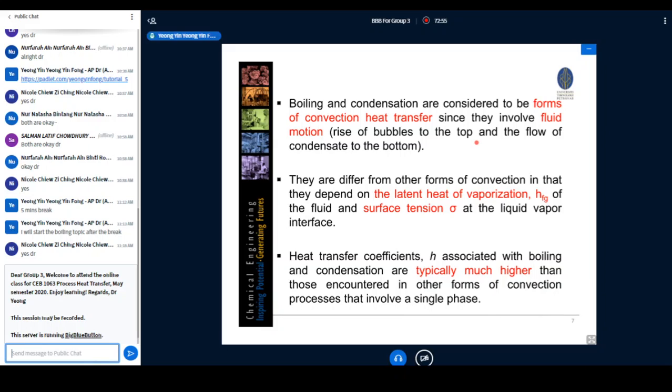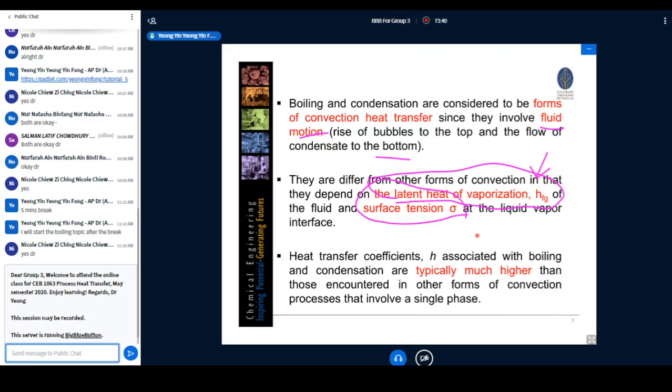Boiling and condensation are considered to be forms of convection heat transfer since they involve fluid motion, the rise of the bubble to the top and the flow of condensate to the bottom. So the fluid is moving on the surface. They differ from other forms of convection in that they depend on the latent heat of vaporization, and the surface tension of the liquid vapor interface. So there are new terms over here. Later on, when I introduce the equation to all of you, then you will know.